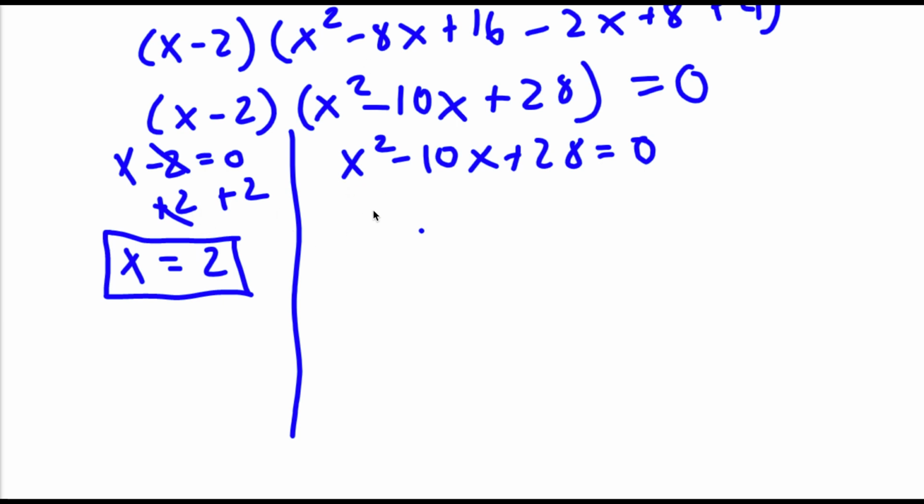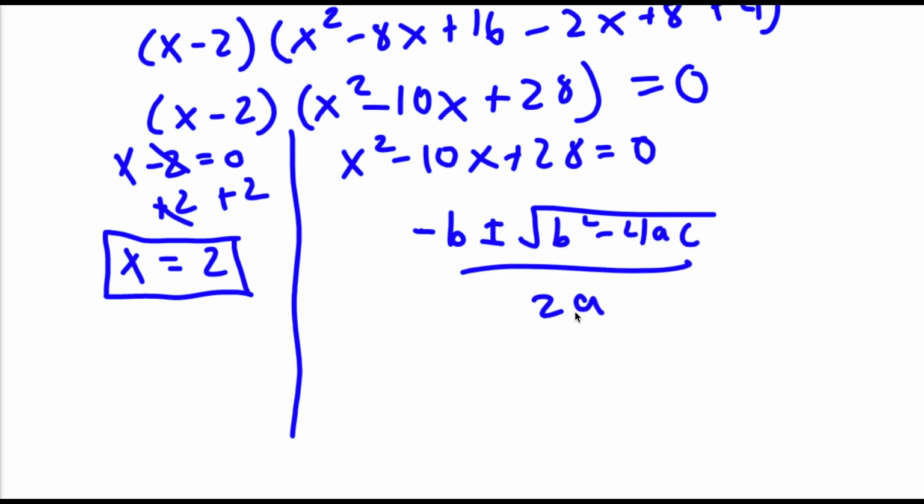Now for x squared minus 10x plus 28 is equal to 0, what I'm going to be doing is using the quadratic formula, which states that x equals negative b plus or minus the square root of b squared minus 4ac, over 2a. So a would be the coefficient of the first term, which in this case is 1, so a is equal to 1. b would be the coefficient of the second term, which is negative 10, so b is negative 10. And finally c would simply be the third term, which is 28. So c is 28.